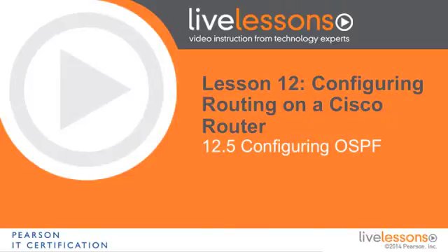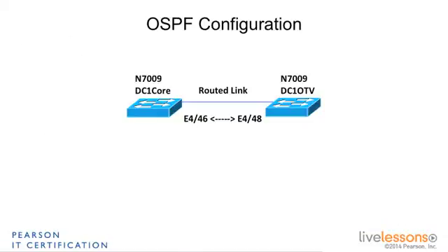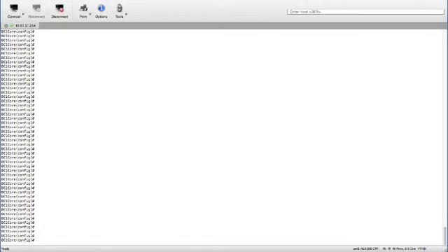Welcome to Lesson 12, Configuring Routing on a Cisco Router, Sublesson 12.5, Configuring OSPF. We have two Nexus 7000s that are connected by a routed link on ports E4/46 and E4/48. Let's take a look.